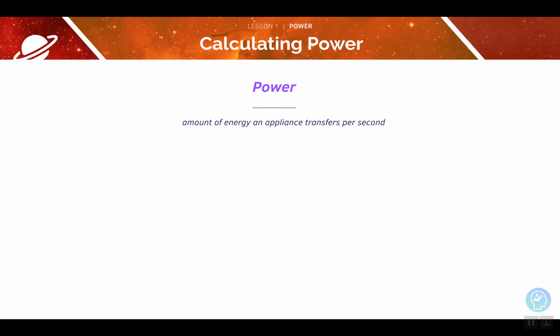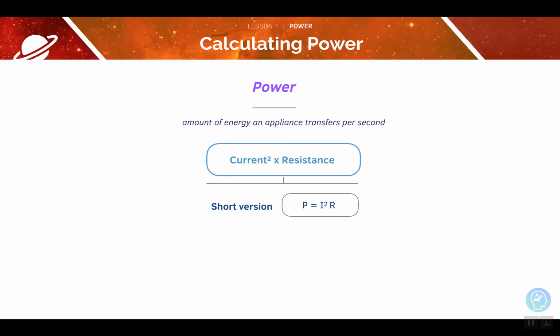As before, power is the rate of energy transfer. This is our second equation we've just learned. Power is equal to current squared multiplied by resistance. The short form is much more manageable for AQA exams. The units are shown here.